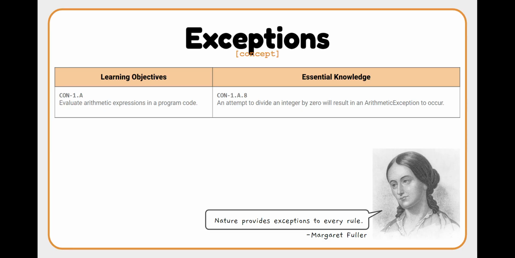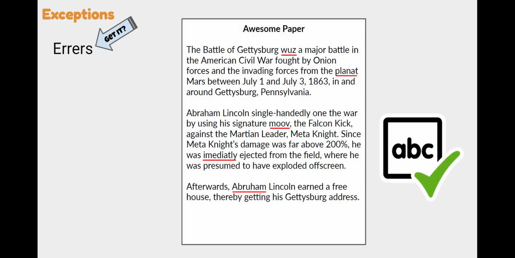We finally made it to our last topic, exceptions. Our learning objective, we want to evaluate arithmetic expressions in a program code. There are times where you might need to write a paper, and when you write the paper, you might make some errors while writing that paper. And those errors are classified in a couple of different ways.